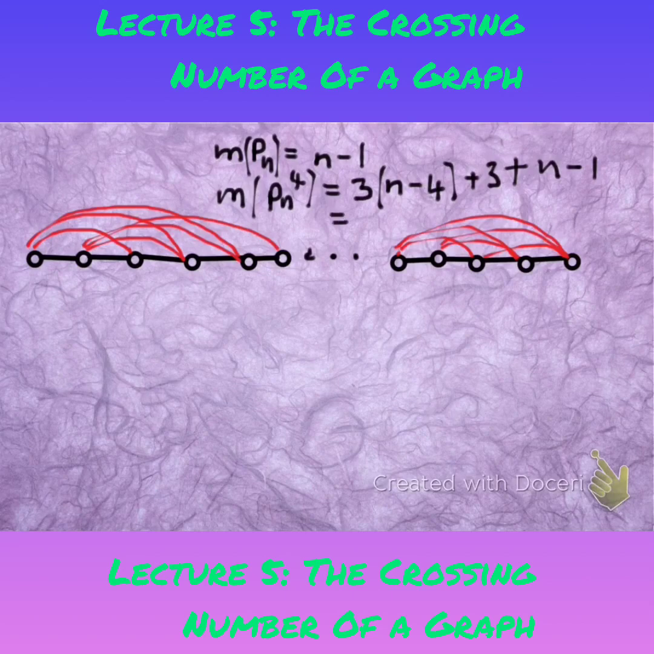And that is then going to be 4n minus 12 plus 2, which is 4n minus 10. Okay, so that is the size of Pn to the power of 4.